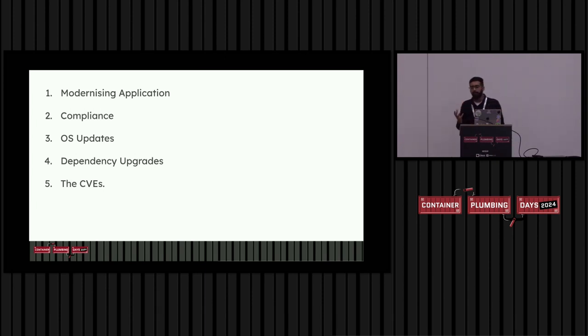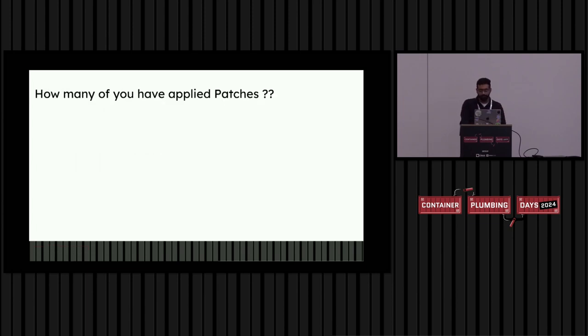Second is for compliance reasons, right? Though mid-scale companies, like the one I founded, are not related to any compliance thing, at big scale you are bound by compliance. Third, in strict release cycles, there are OS updates, right? There are dependency upgrades, and last but not the least, there are CVEs, common vulnerabilities. These are a few reasons to learn about patching.